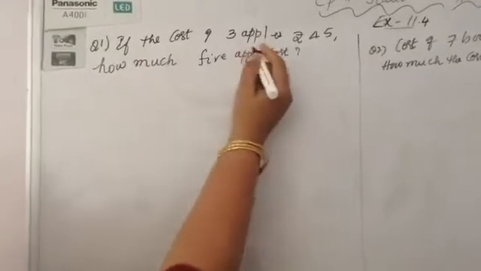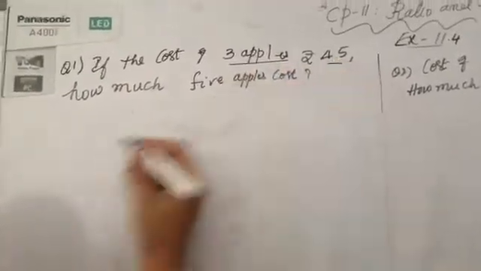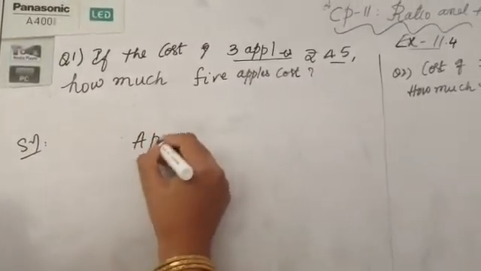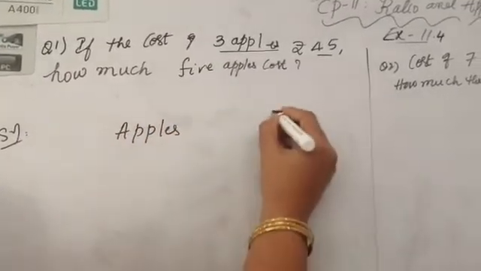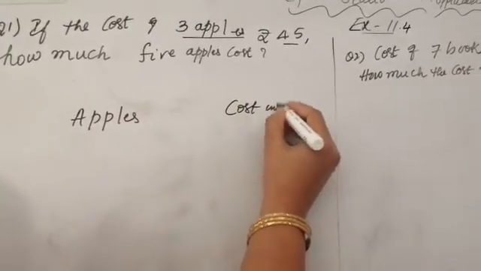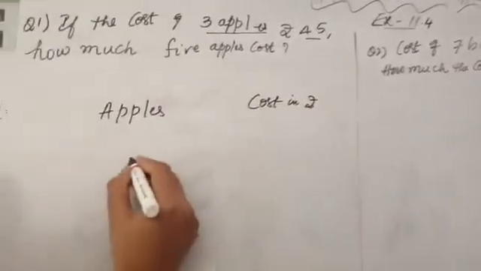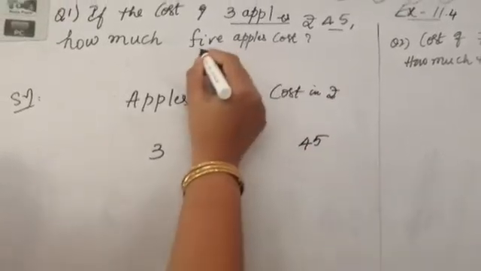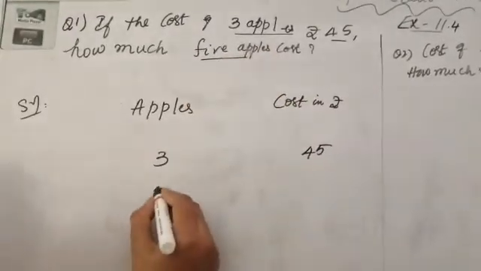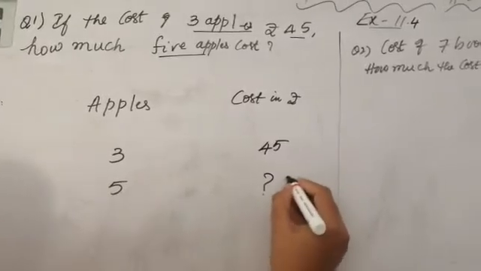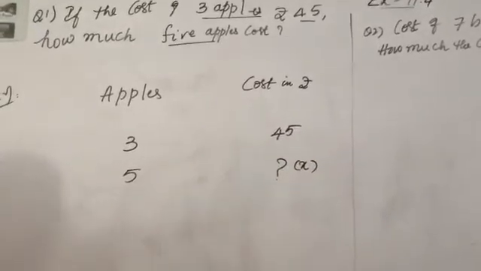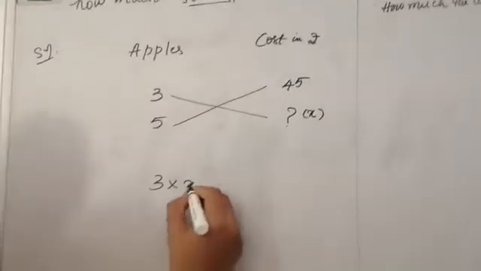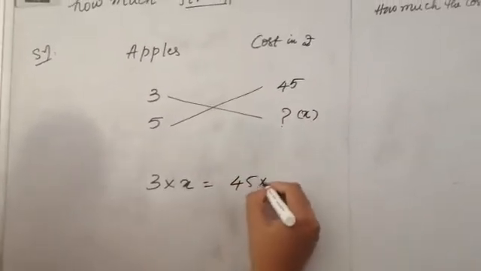See, the given cost of 3 apples is 45. So what is this dealing with, children? It is dealing with apples and cost in rupees. The cost of 3 apples is 45 rupees. It is asking you to find the rate of 5 apples. We don't know the 5 apples rate, so we can take it as x. Okay, children, go for the cross multiplication. 3 into x is equal to 45 into 5.